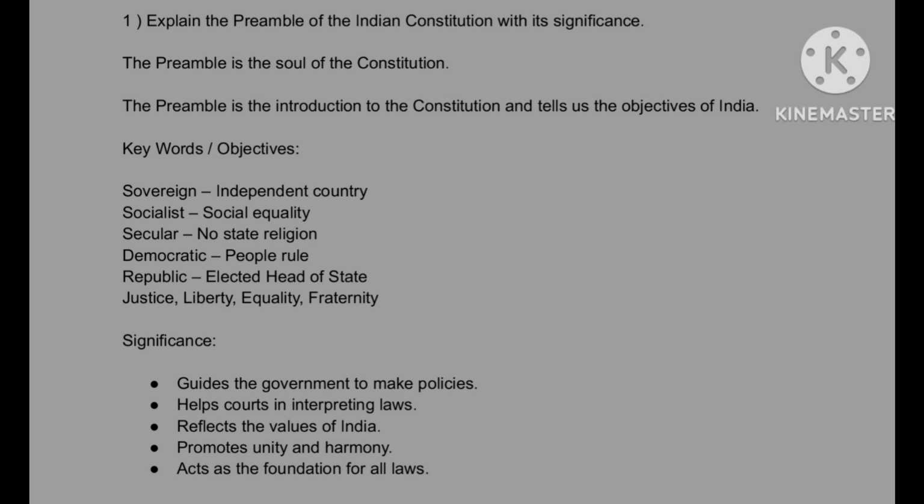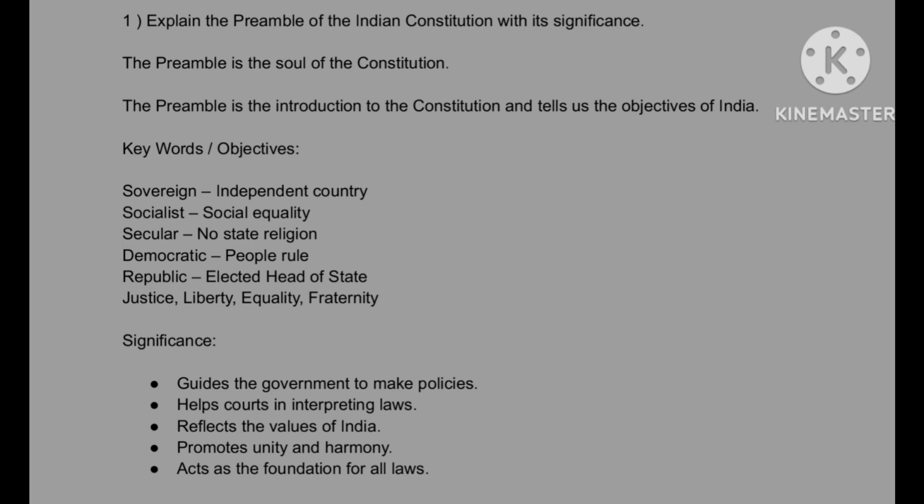First question: explain the preamble of the Indian Constitution with its significance, if they ask. The preamble is the soul of the Constitution. The preamble is the introduction to the Constitution and tells us the objectives of India. That is the kind of meaning. The keywords are the objectives of the preamble of the Indian Constitution.